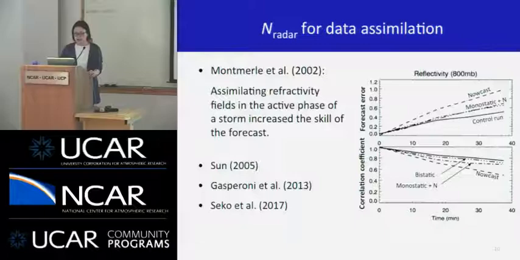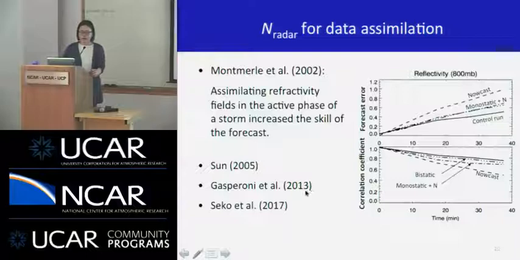The solid line is the control run, and the dashed line is the nowcast result that comes from the extrapolation. And here the dashed line shows the assimilation. So the assimilation seems to help a little bit for the forecast. And also in NCAR, Dr. Sun also did some work using the IHOP and found that it shows some promising result in the convection and the QPF forecasting.